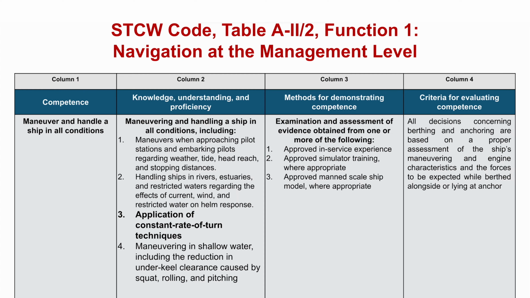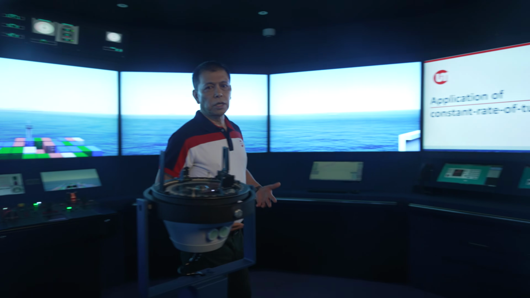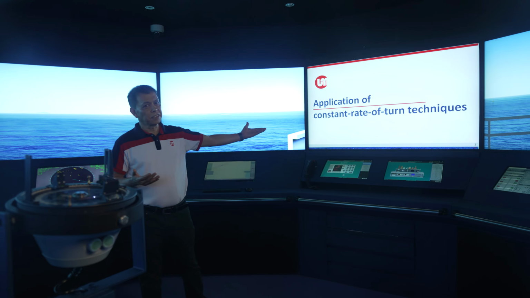In accordance with the STCW Code, Table A-II/2, Function 1, Navigation at the Management Level, the competence column focuses on maneuvering and handling a ship in all conditions, which lists the required minimum knowledge, understanding, and proficiency for officer certification to carry out their watchkeeping duties, which includes the application of constant rate of turn techniques. So, what is the constant rate of turn technique?